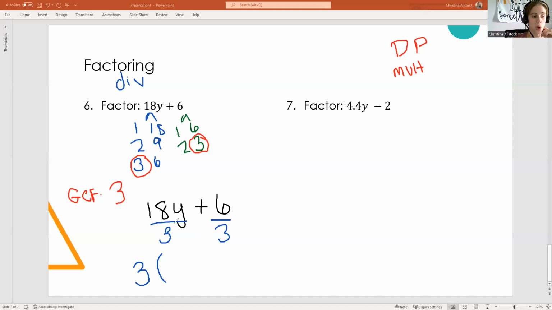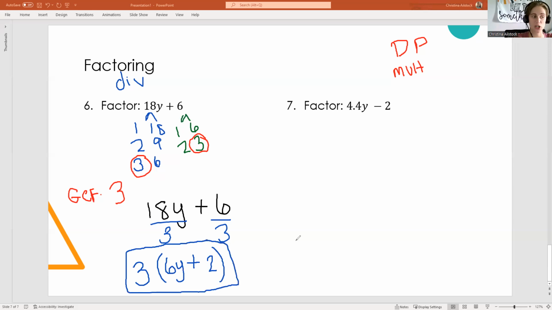We have 18y divided by 3. We can just divide our numbers, and because the y is being multiplied, it'll just carry along. So 18 divided by 3 is 6, and we bring the y with it. Bring down your plus sign. 6 divided by 3 is 2, and we close our parentheses, and this right here is the factored form.